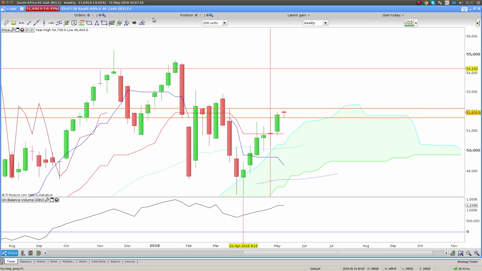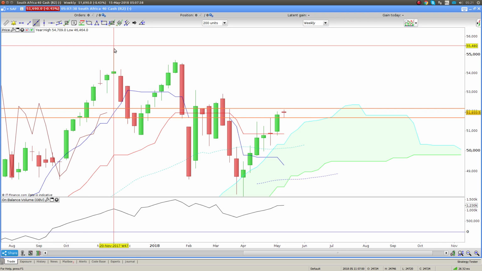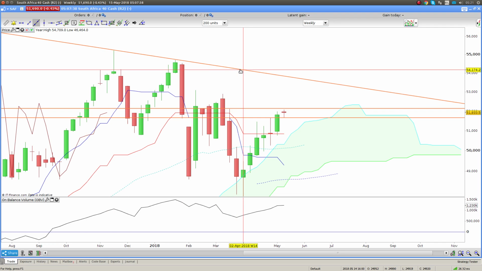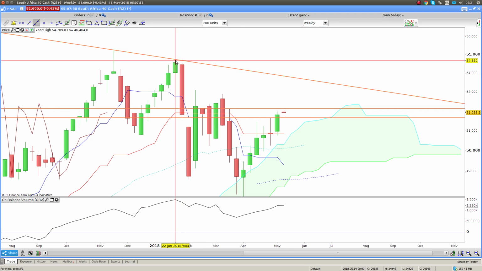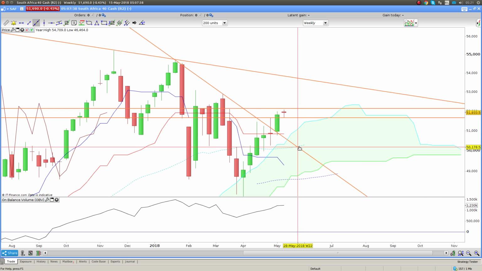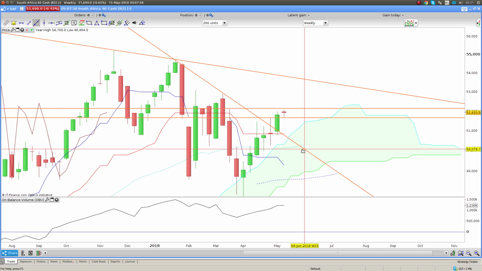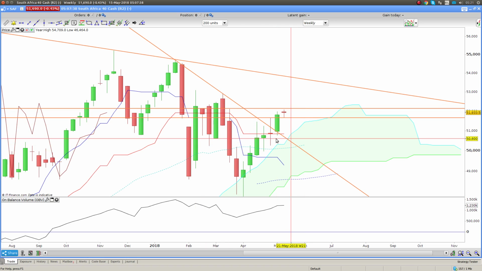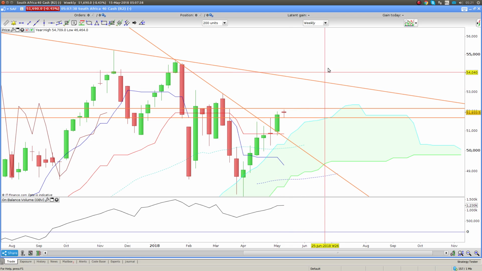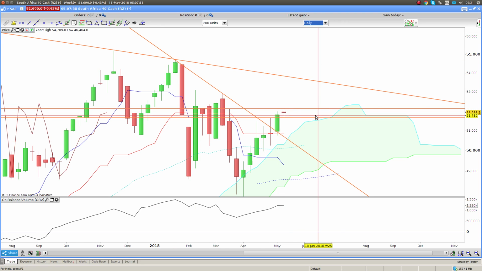I don't think that's playing a role yet. No, that's not playing a role, and that is pretty much a break of that trend. So ideally what you'd want to see is a pullback to test this break and then consolidate and pull up. Okay, so let's have a look at the daily.